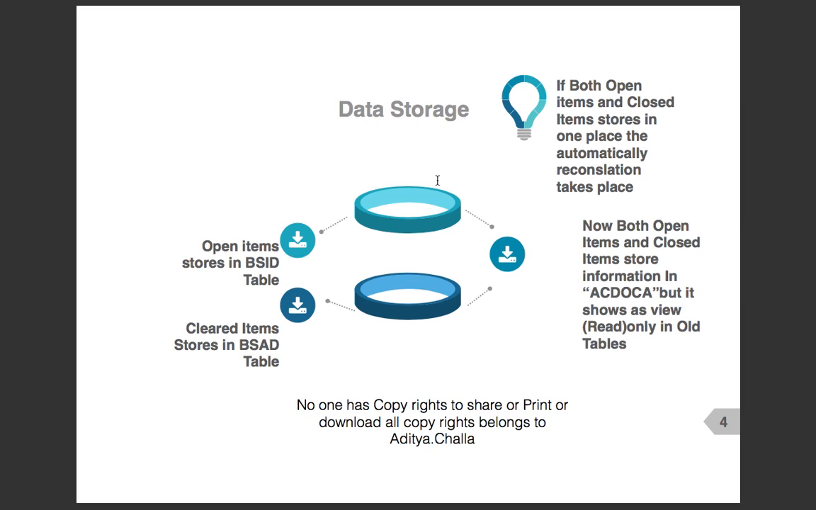which is also known as the universal journal. The name itself indicates that it's a universal journal. That means every piece of information, whether it is finance or CO, whether it is an open item, a cleared item or a cost item, whatever it may be, is stored in one table. So if the data is stored in one table, automatic reconciliation takes place.